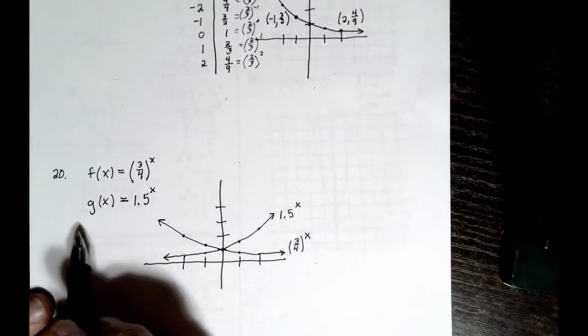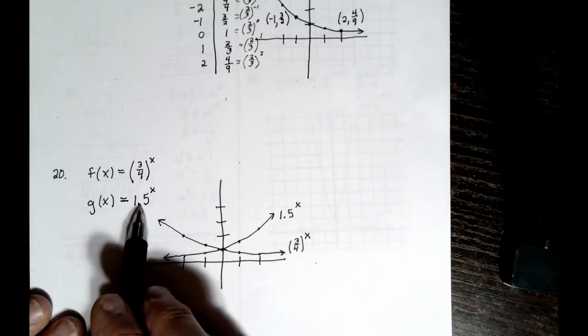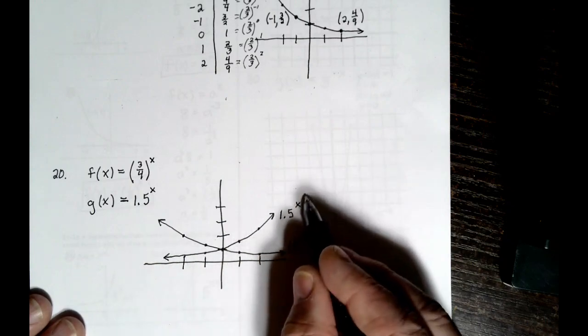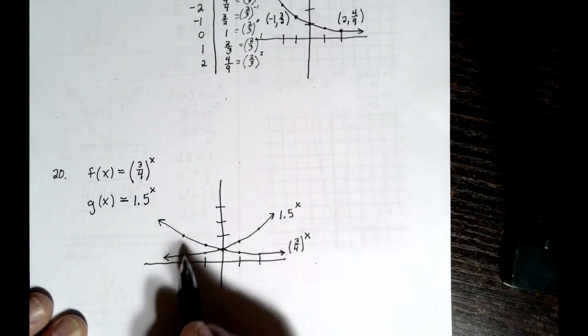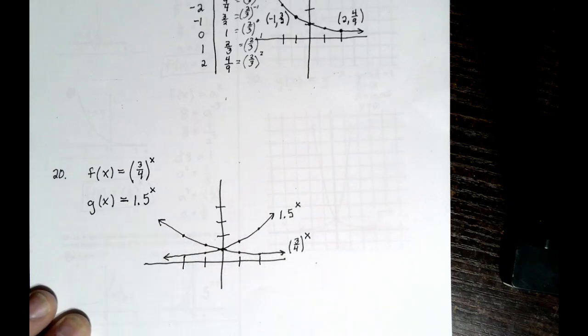Number 20, F and G. F is 3/4, G is 1.5. So 1.5 you would expect to grow from left to right. 3/4 you would expect to decay from left to right. And that's what each one of those looks like.